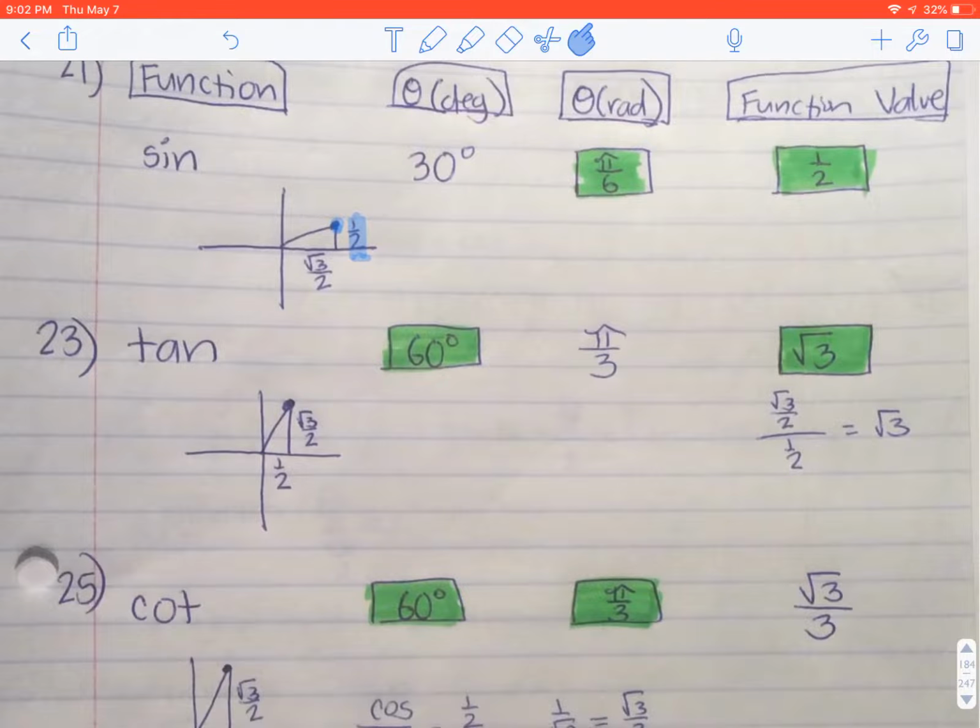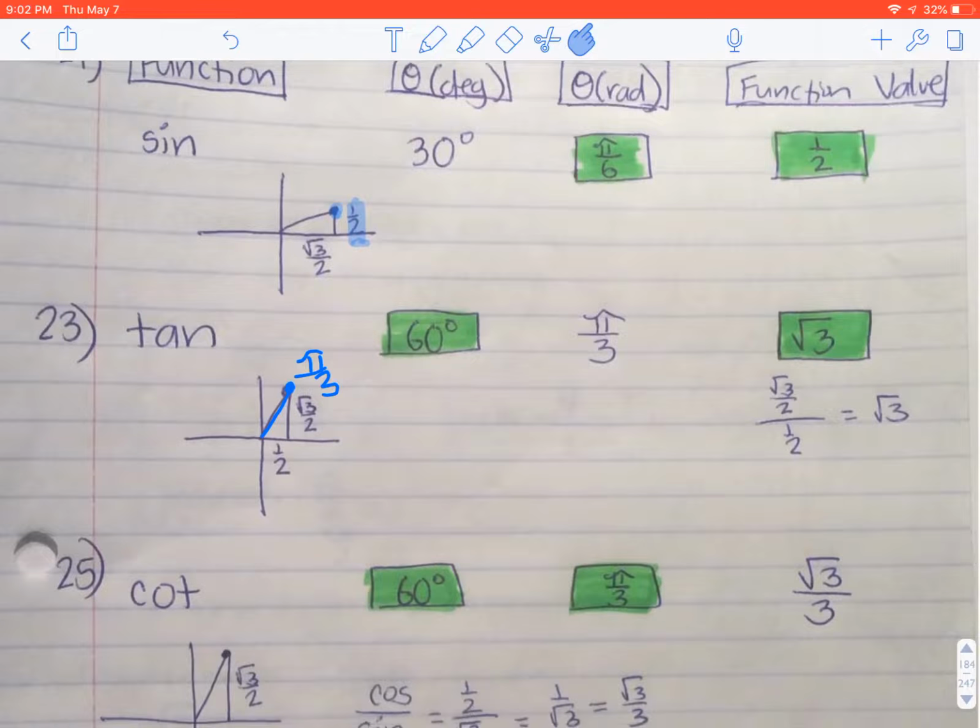Number 23, they gave us tangent and pi over 3. So first, finding on your unit circle where that is. Pi over 3 is right here. So that should be pretty easy for degree. The degree is 60 degrees. And for your function value, you're taking sine over cosine. So square root 3 over 2 over 1/2 reduces to square root 3. So your function value was square root of 3 whenever we have tangent at 60 degrees.